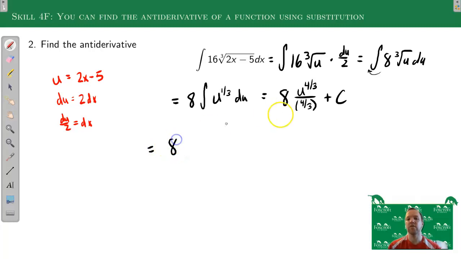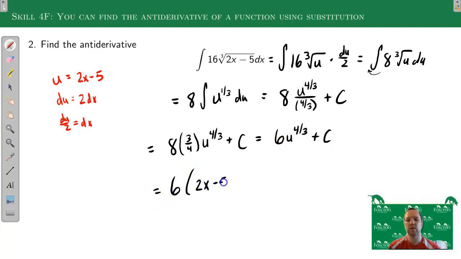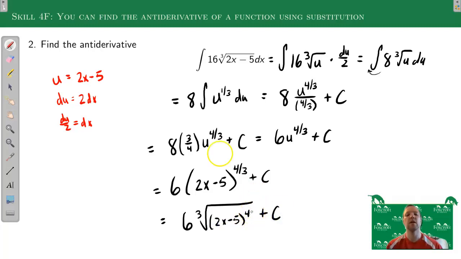Now it's just simplifying. Dividing by 4/3 is the same as multiplying by 3 over 4. 8 divided by 4 is 2, so it turns into 6 u to the 4/3. And we can write that as 6 times (2x minus 5) to the 4/3. I'd be happy with this, but again, a lot of times you want to convert this back to a root, so you might see it like this as well. The 4 can be on the inside or the outside, but this is probably how you would see it as a multiple choice question, though this would also be acceptable.